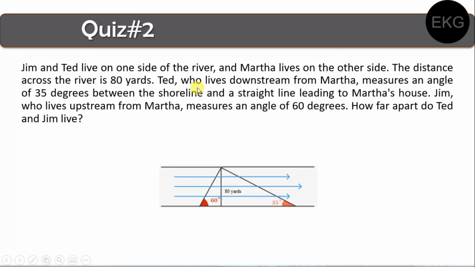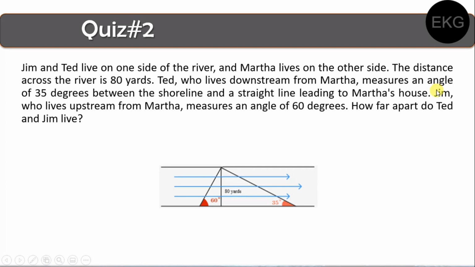Now, Ted, who lives downstream from Martha, so meron tayong word dito, downstream. So meaning ng downstream is, kung galing ka kay Martha, sa bahay ni Martha, sabay sa'yo yung agos, papunta sa bahay ni na Ted. So meaning, dito pala nakatira si Ted, since this is the direction of the current, yung agos ng tubig. Now, Ted measures an angle of 35 degrees between the shoreline, this one, and a straight line leading to Martha's house.